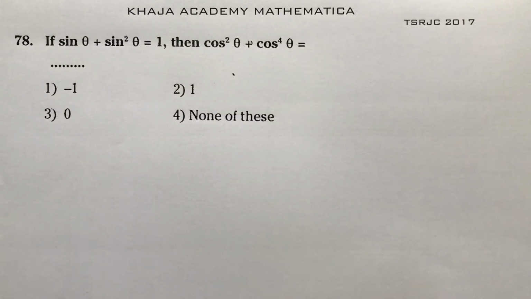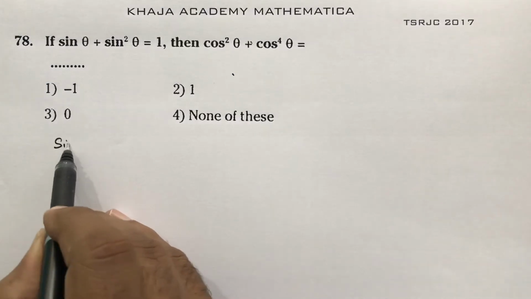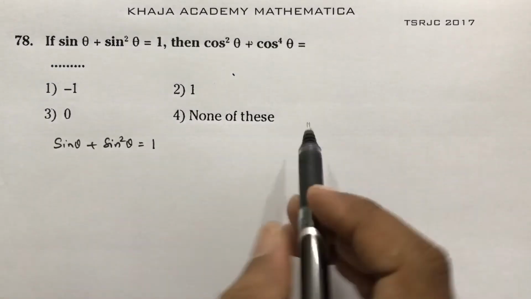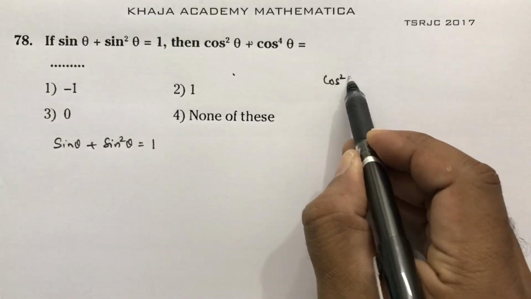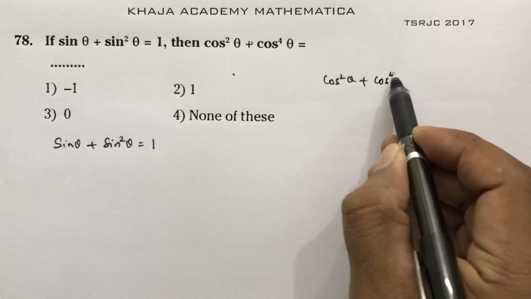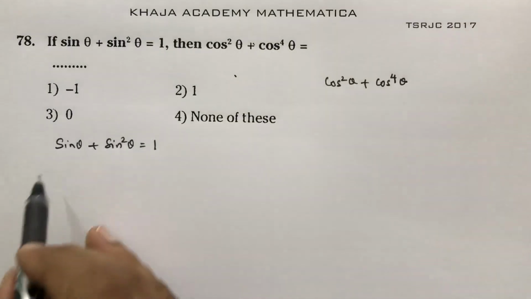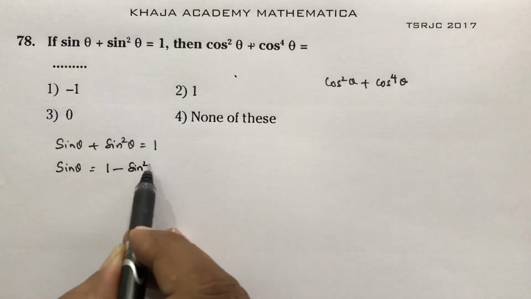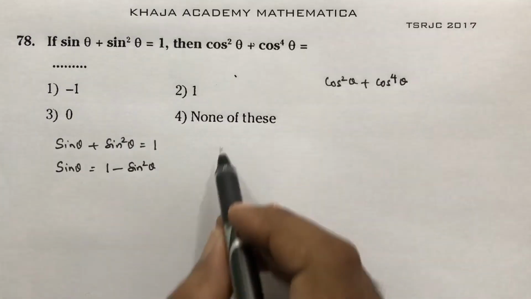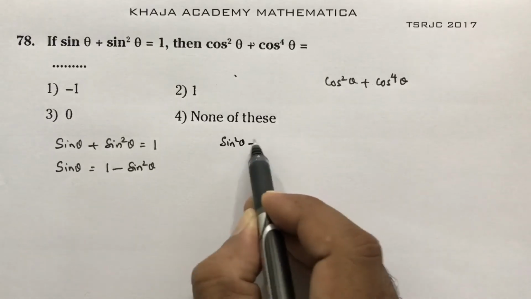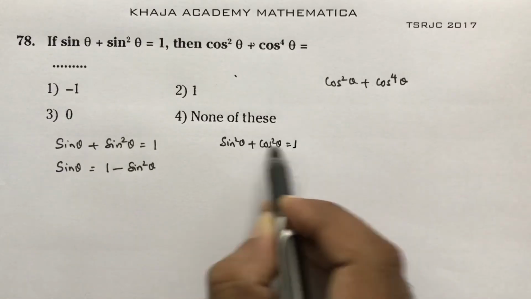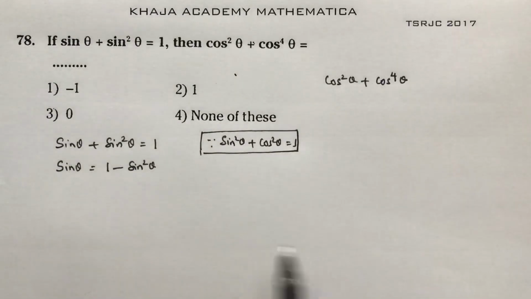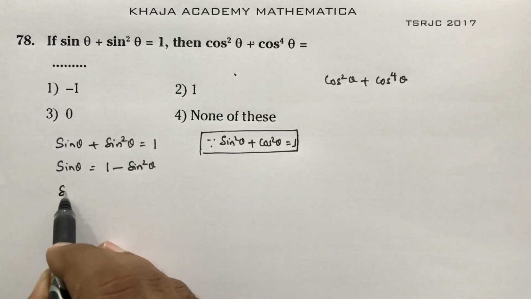If sin theta plus sin square theta is 1, then we need to find the value of cos square theta plus cos power 4 theta. Now see here, sin theta you can write as 1 minus sin square theta. You know the identity that sin square theta plus cos square theta is 1. So 1 minus sin square theta is cos square theta.